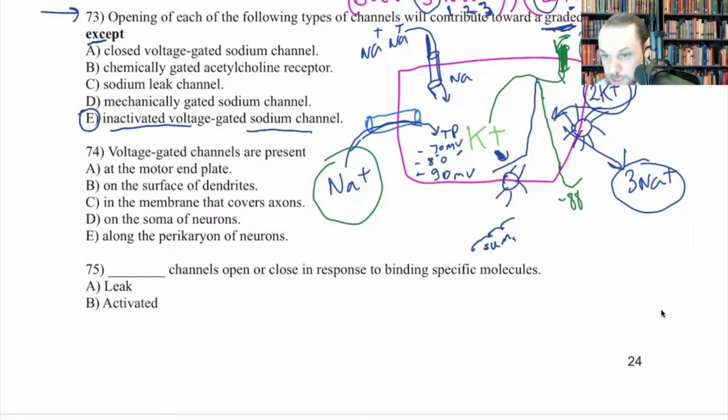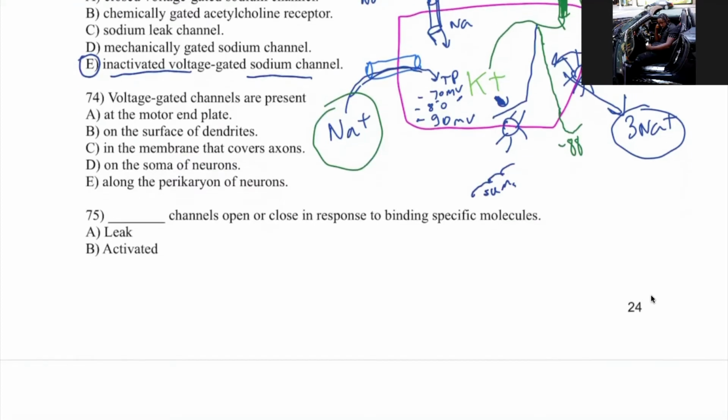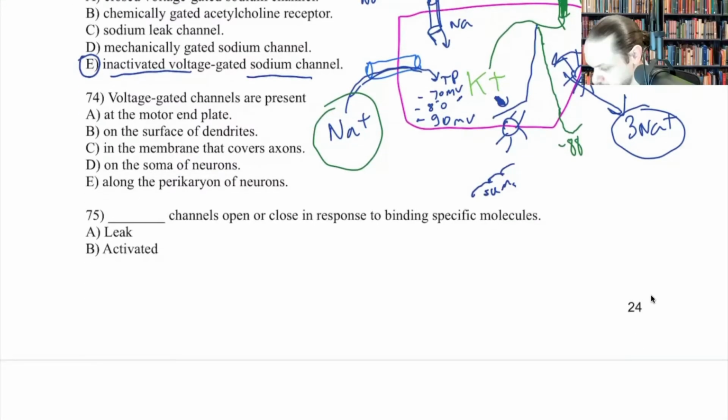All right. We got Mr. Alston. I think your name was on Zoom. Mic on. Voltage gated channels are present, C. C is correct, in the membrane that covers axons. Yeah. Why is it in the membrane of axons? Because axons propagate the signal.